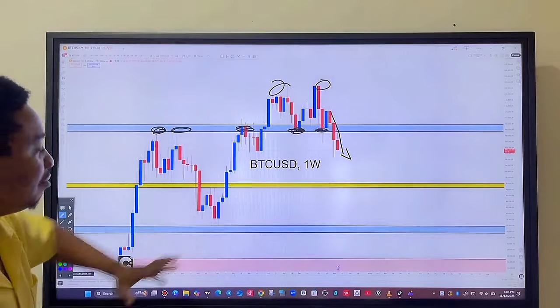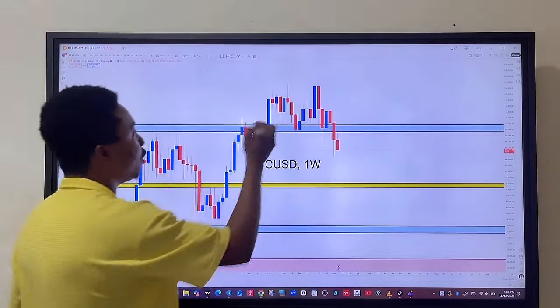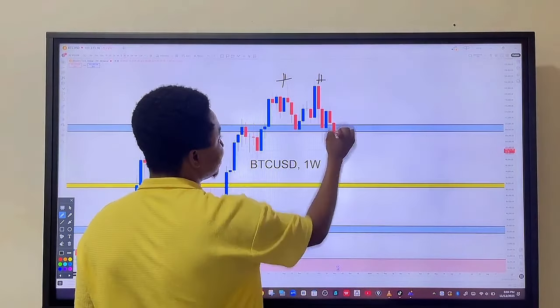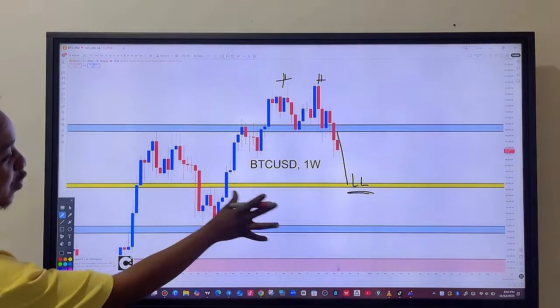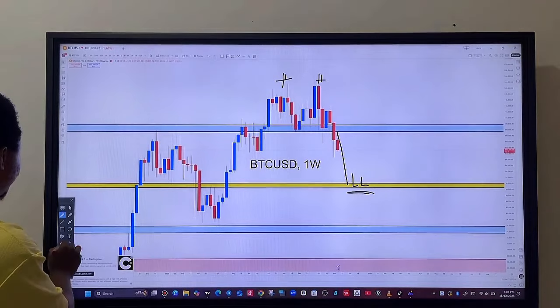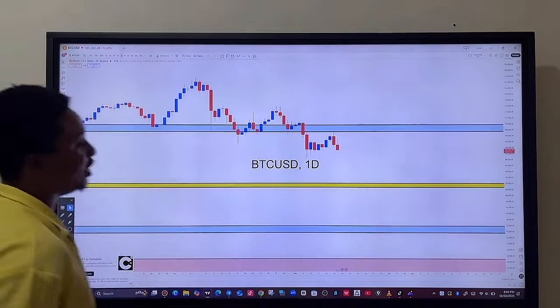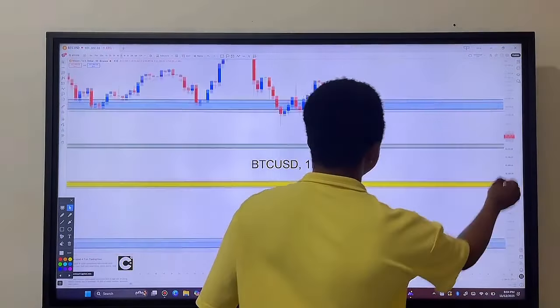So on the weekly, we have equal highs. We are expecting what? The next lower low on this support level of the weekly time frame. So how do we sell? Let's take it again to the daily time frame. Alright, so this is the daily time frame of BTC USD.